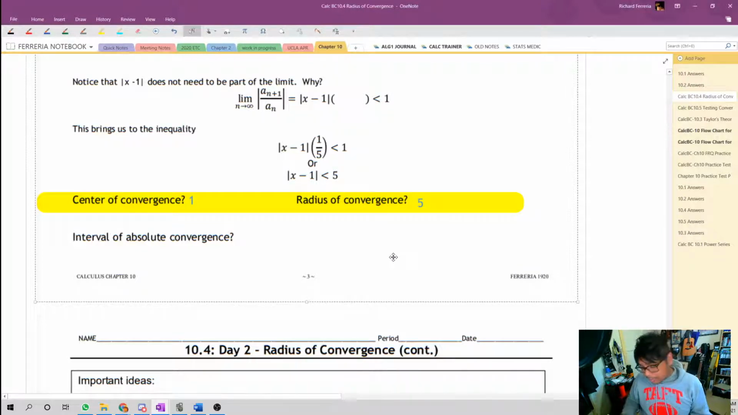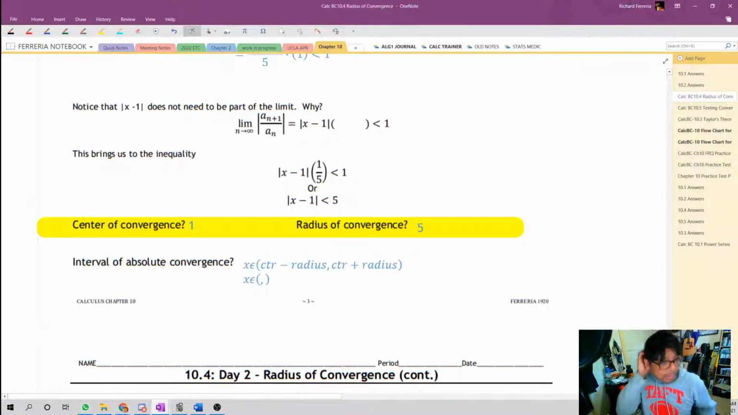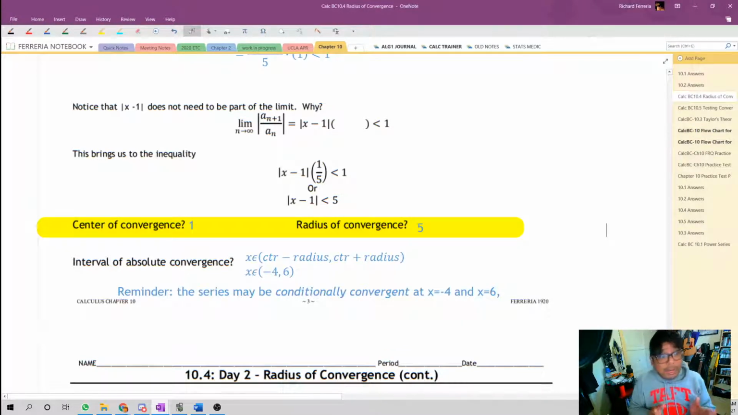what is the interval of absolute convergence? Well, for any interval of convergence, it's going to be the center minus the radius to the center plus the radius. How much is 1 minus 5? Yeah, that's negative 4. And how much is 1 plus 5? Of course, that's equal to 6. So the interval of absolute convergence is the interval from negative 4 to 6. As a reminder, the series may be conditionally convergent at x equals negative 4 and x equals 6. We just need to develop more tests in order to actually look there, because if I try the ratio test when x equals negative 4, it's going to be inconclusive. Same thing with 6.